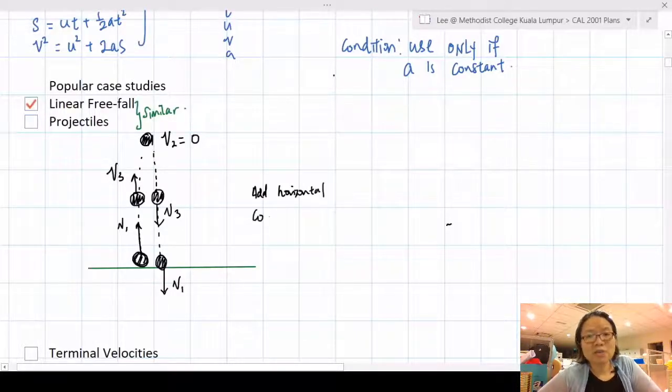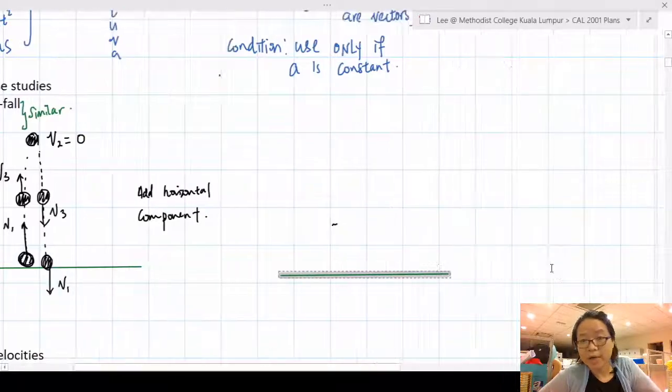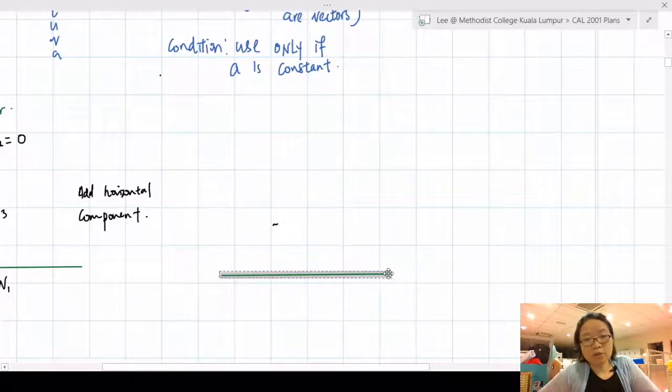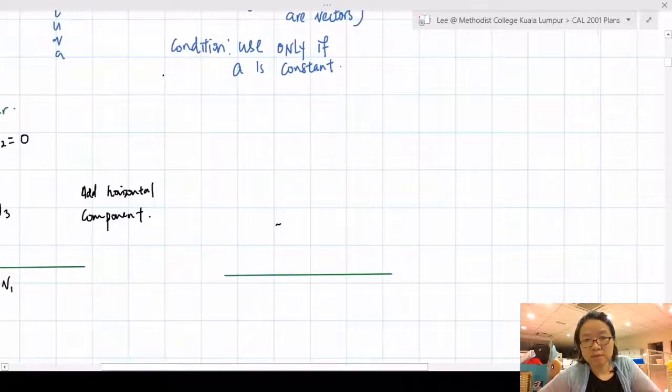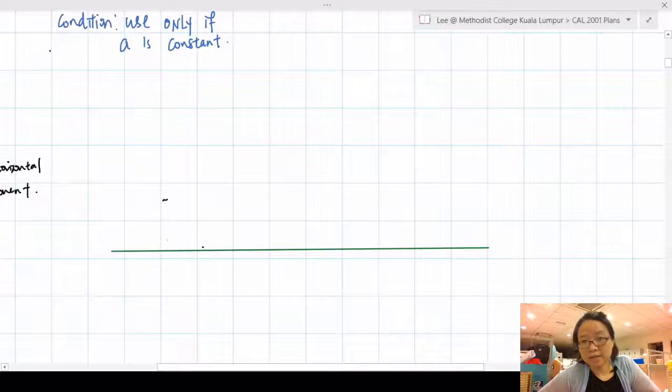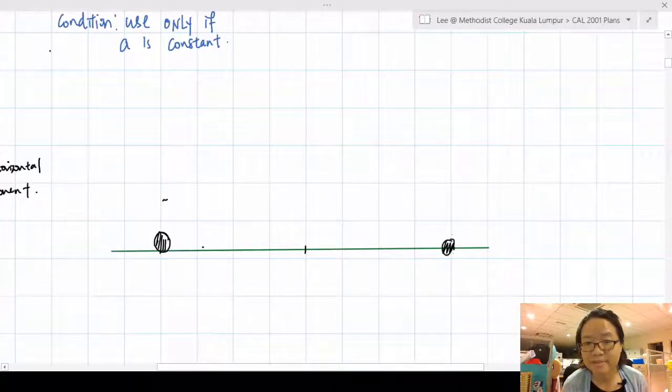Okay, if we add a horizontal component to it, meaning instead of just throwing vertically, I'm going to throw it horizontally, this is actually projectile. And because projectile is a favorite question, you should expect some projectile question either in objective or structured. So let's say I throw the ball at an angle theta from the ground. There's no new equation. The 4 kinematics equations, your SUVAT equations, should be enough.